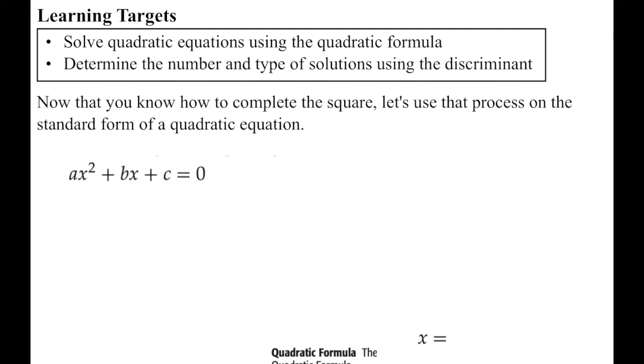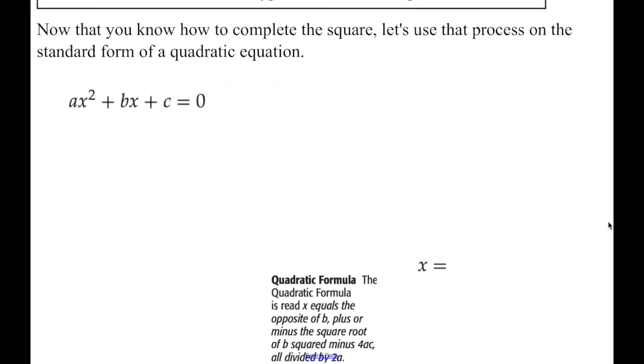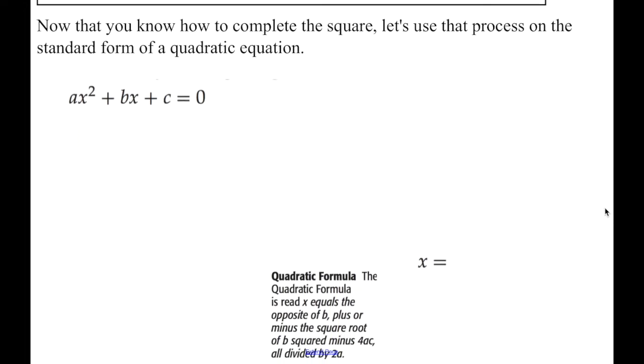In our last lesson we talked about completing the square, and we practiced that for a couple of days, so you should be familiar with that. And I'm actually going to derive the quadratic formula by completing the square on the standard form of a quadratic equation. So here we have the standard form of a quadratic equation where a, b, and c are integers, and they are the coefficients in front of my terms.